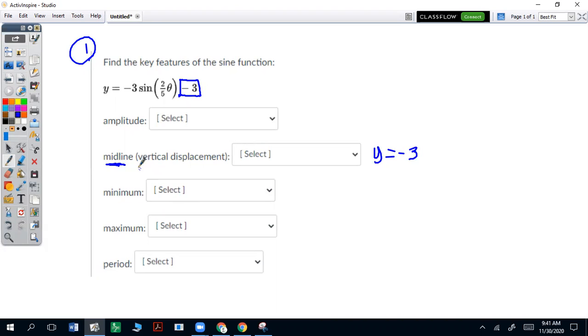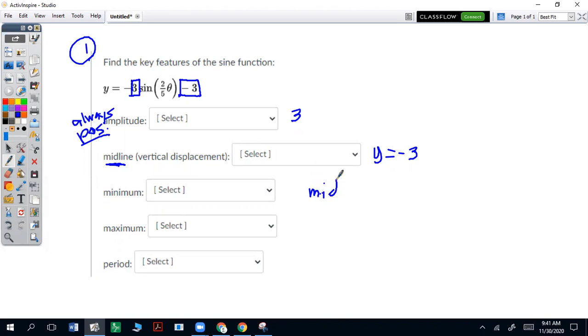Big deal. The amplitude is always going to be the leading number, but ignore any negatives. So amplitude is always positive. Always positive. So it's going to be 3. And that's just a value. So positive 3. Now the minimum you can do by doing the midline minus the amplitude.